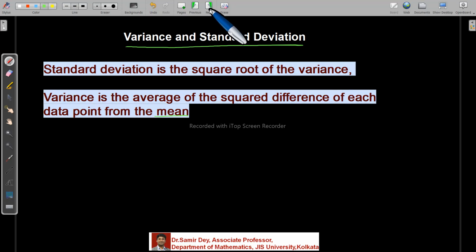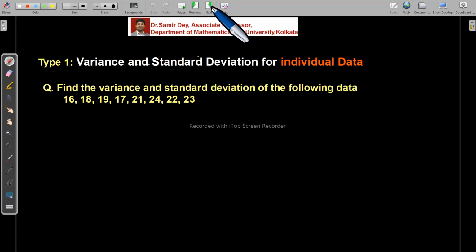Now try to understand with some standard examples. There are different types of variation you have. This is type 1: variance and standard deviation for individual data.